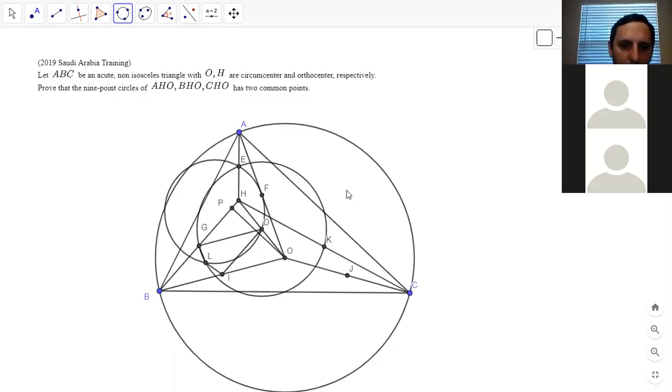What do we need to prove? If we can show that DPGI is cyclic, or P is the foot of the altitude from O to BH, that is just the 9-point circle, right? Yeah, okay. So yeah, I think I've solved this.